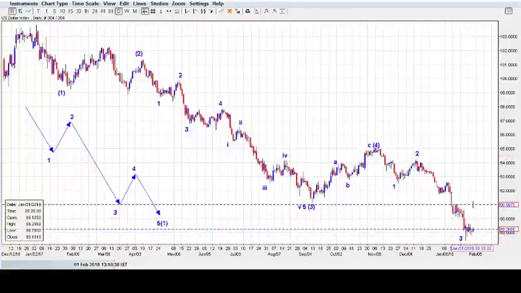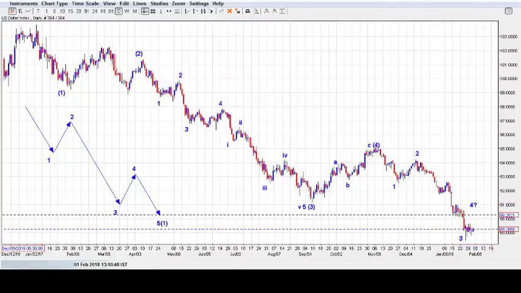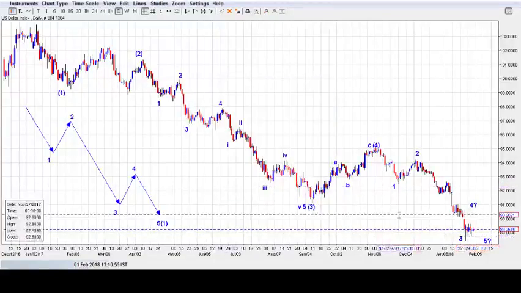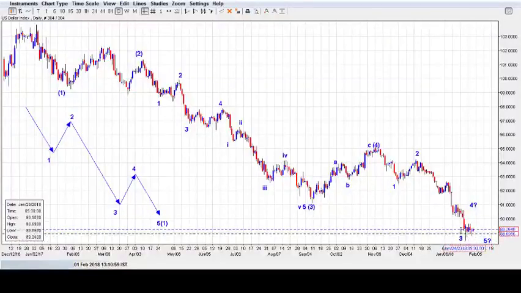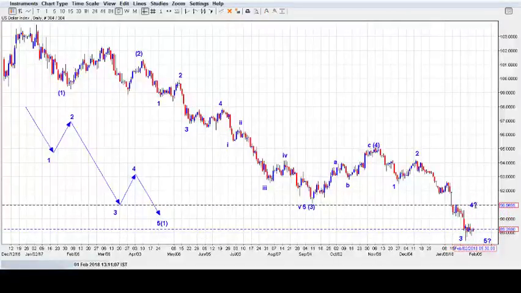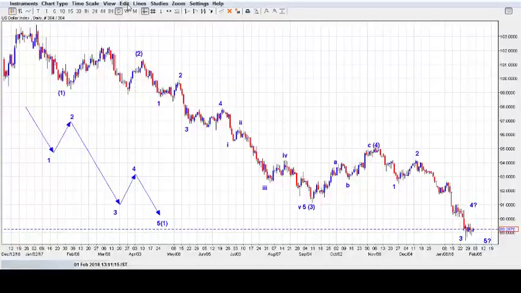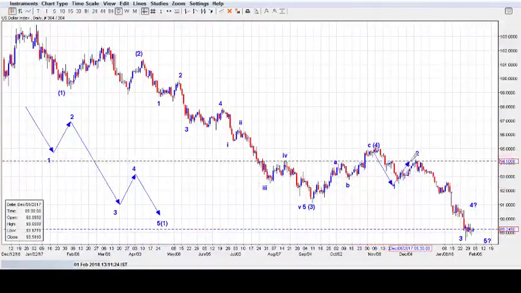So the fresh counts are wave 1, wave 2, wave 3, somewhere wave 4 here, and then wave 5. Is this okay? So where do we stand right now, brothers? We stand somewhere between the termination point of wave 3 and the expected termination point of wave 4 within the fifth wave. This is where we are right now.